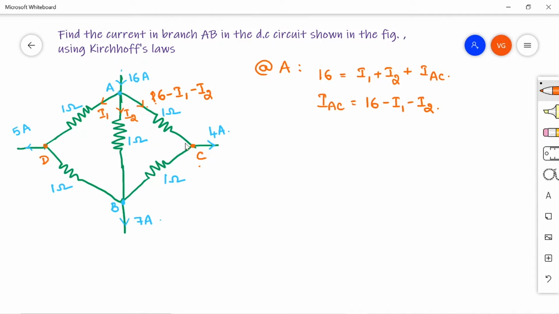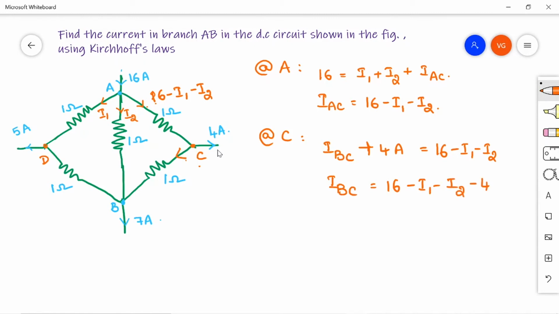Now, the 16 minus I1 minus I2 will enter into node C, and node C has a leaving current of 4 amperes and also another branch here BC, right? So this also I am assuming it as leaving here. So if you apply KCL at node C, the current in BC, that is leaving, plus 4 amperes is also leaving. So leaving currents is equal to entering currents. Entering current is only here the branch current AC, that is nothing but 16 minus I1 minus I2. So the branch current in BC is nothing but 16 minus I1 minus I2 minus 4 amperes. So that is nothing but 12 minus I1 minus I2. So the current in branch BC here is 12 minus I1 minus I2. So applying the KCL at node C, I got the current here.